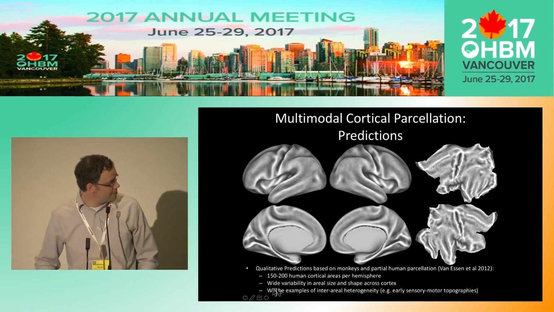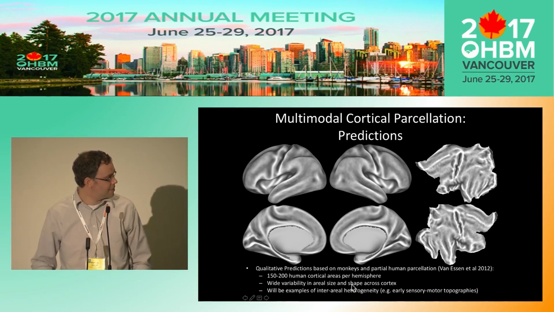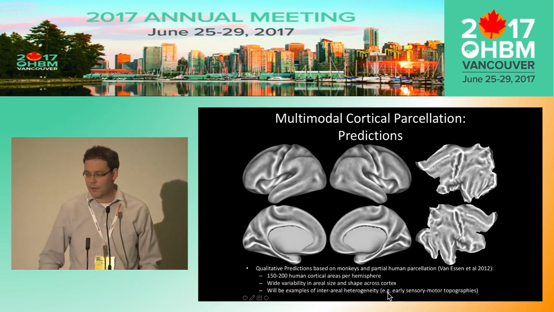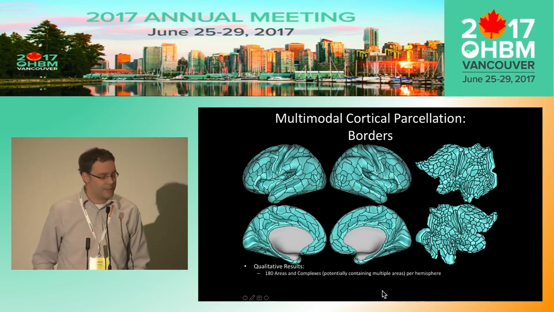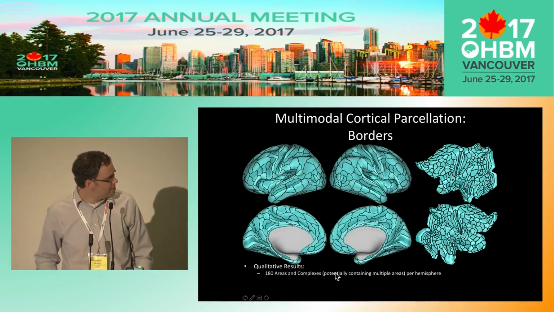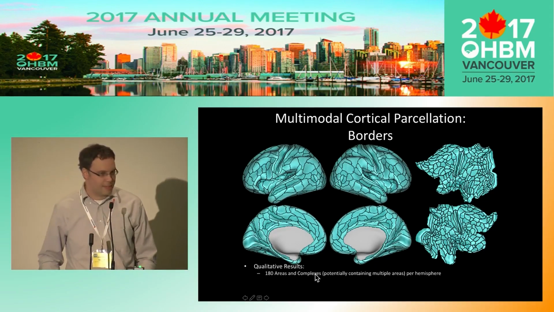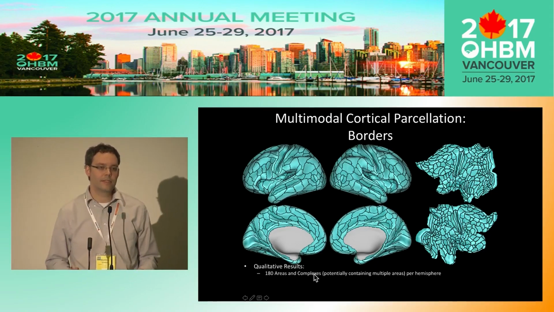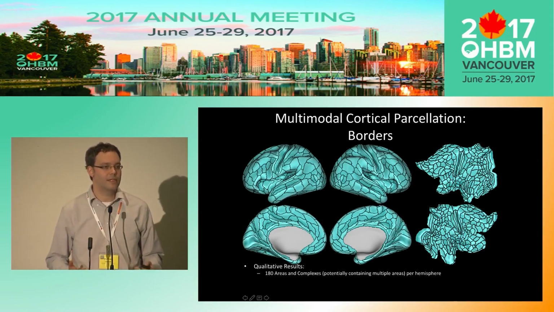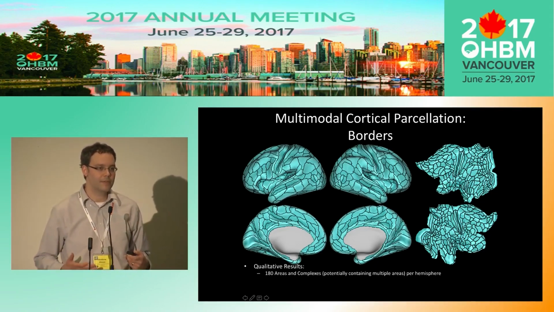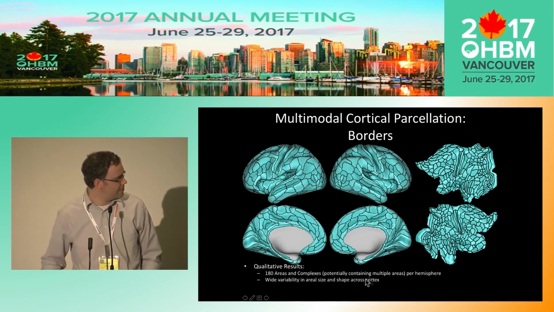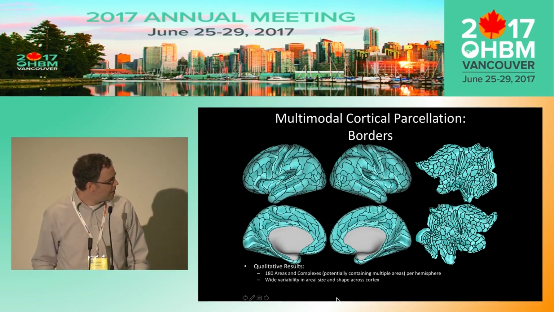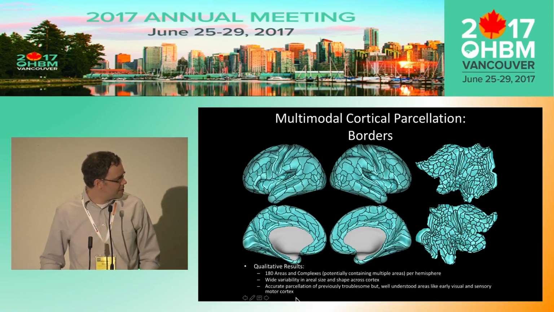But there will be examples of interareal heterogeneity, for example, within sensory motor areas. So here are the borders that we found, 180 areas and complexes. We called something a complex if there was literature evidence that it could be subdivided, but in our data we couldn't see those subdivisions. Maybe our data wasn't good enough, so we'll say that maybe future data will be able to subdivide. 180 per hemisphere. Wide variability in areal size and shape across the cortex.